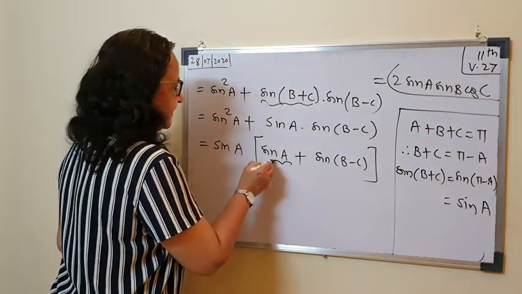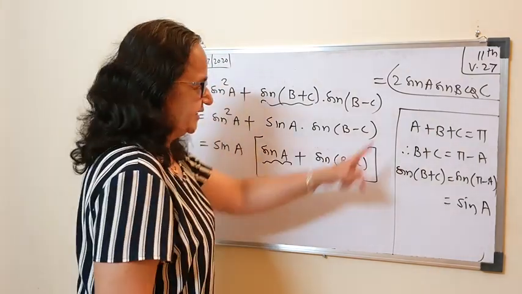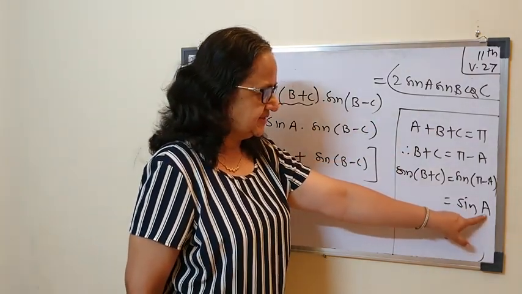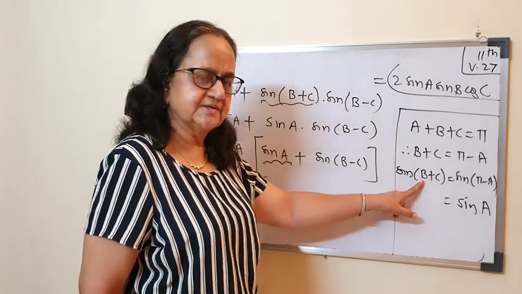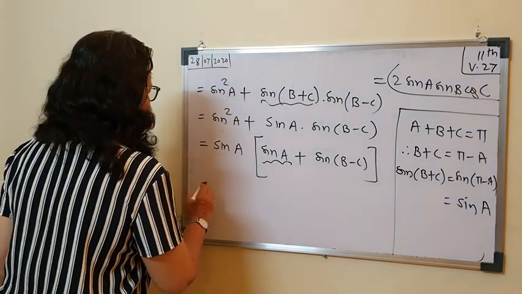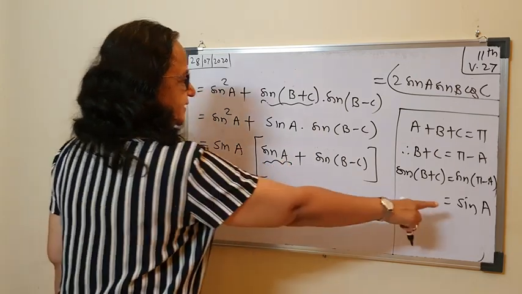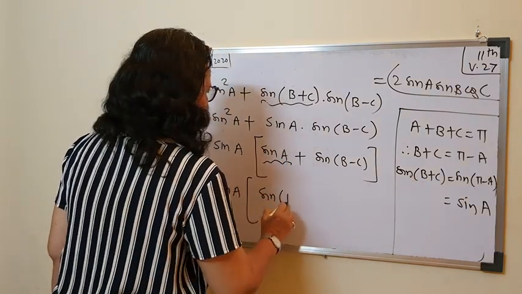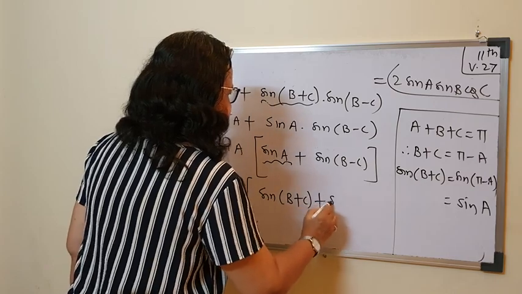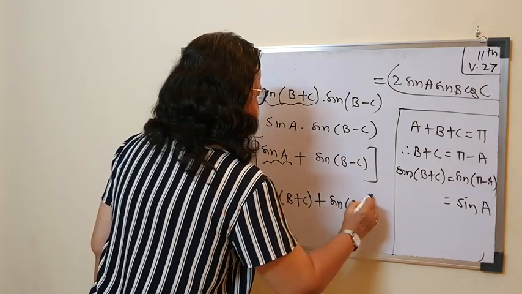In the bracket make sure there is no A. The term in A I don't want, and it is on the board: sine A is the same as sine B plus C. So replace it back here. Outside, sine A as it is. Inside, for the first term sine A, I'll put sine B plus C, plus sine B minus C as it is, second term.